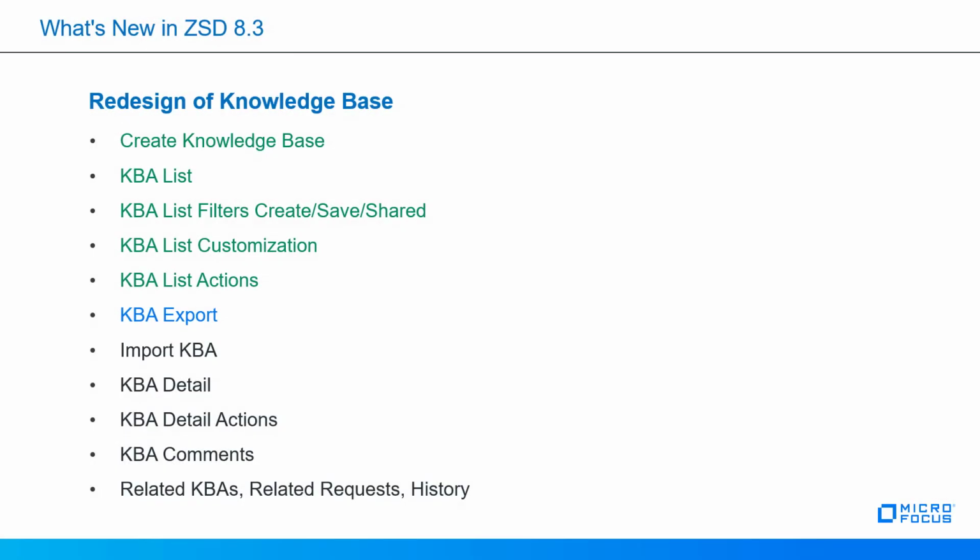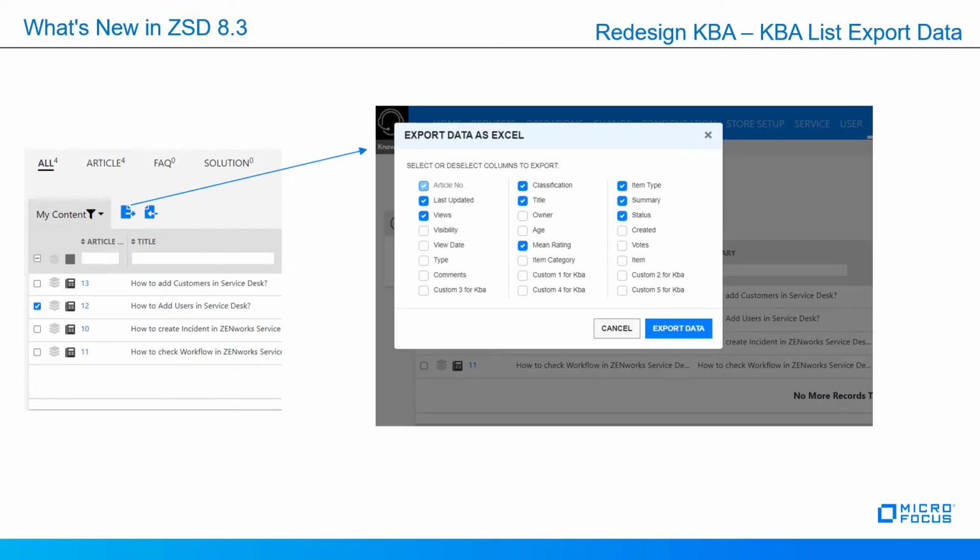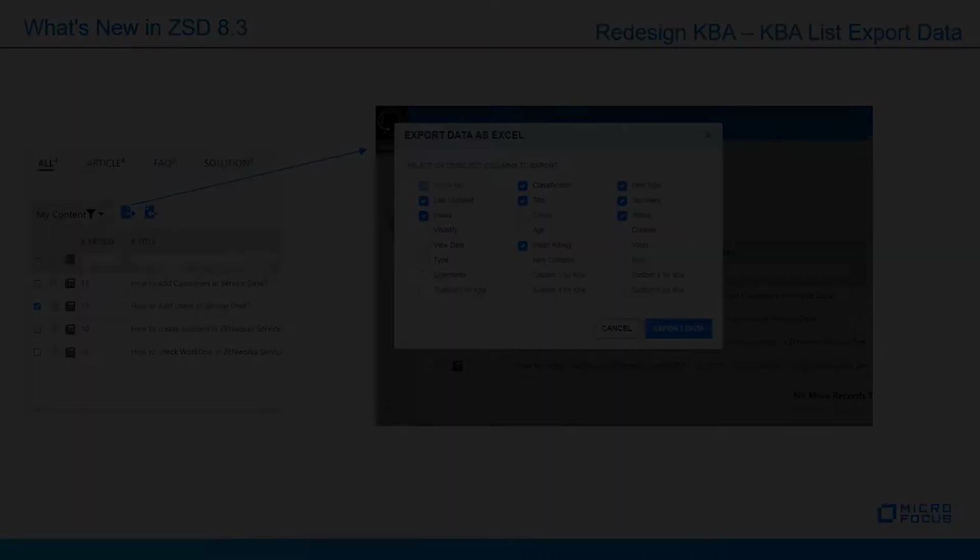Kbas can be exported and imported in bulk. Selecting the category of Kba list you wish to export, this would be all, article, FAQ, or solution. Then select the export icon, which will prompt you for the data columns you wish to export to a file. Once the Export Data button is selected, the data can be saved as a .xls file locally.